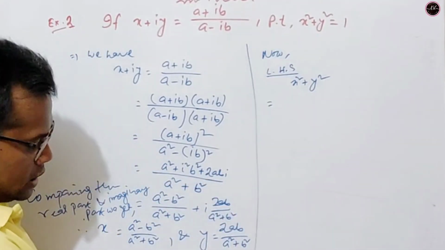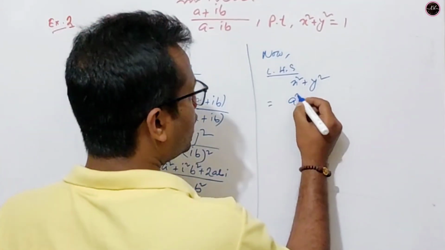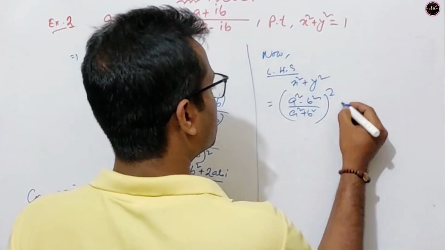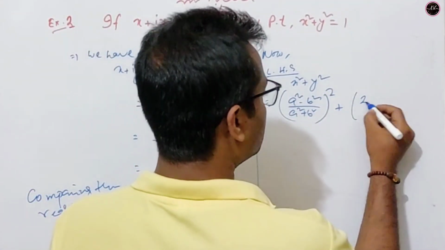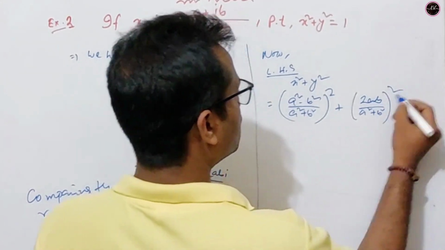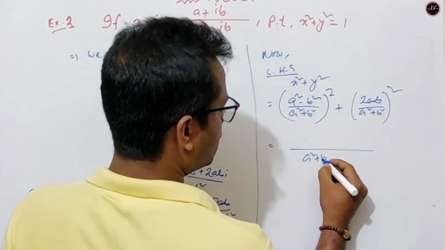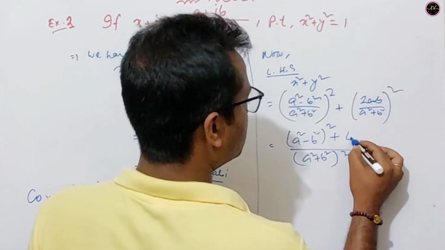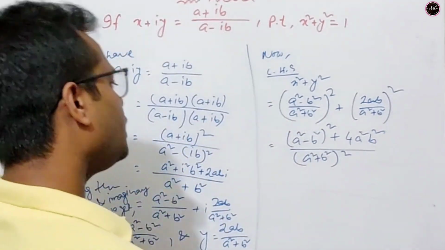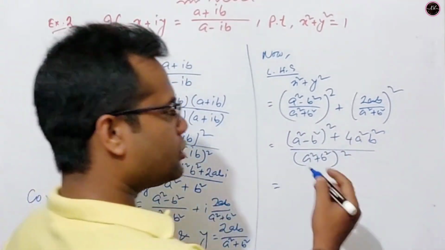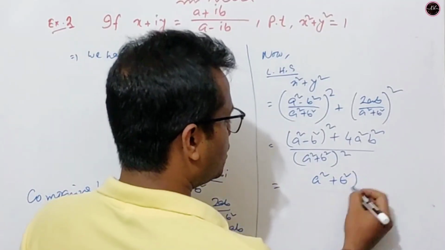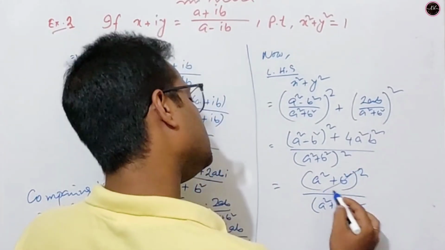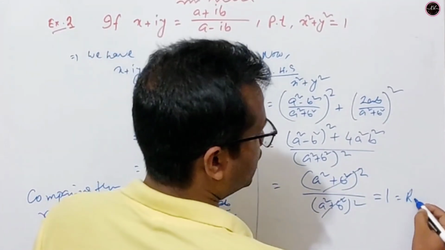We get here the value of x is equal to a square minus b square by a square plus b square. So (a square minus b square divided by a square plus b square) whole square plus y equal to 2ab by a square plus b square, whole square. Now simplifying this, we get the LCM, a square plus b square whole square, and in the numerator a square minus b square whole square plus 4a square b square. Okay, this is the formula of a square plus b square whole square, and this will be the same. So these two will be cancelled, therefore 1 equals RHS.